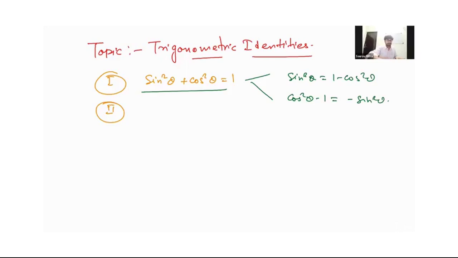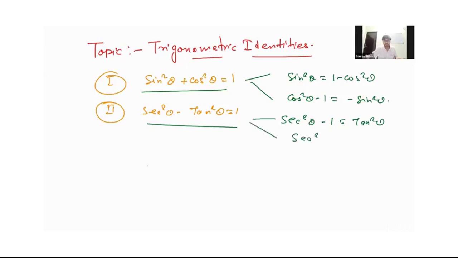Now the next one is sec square theta minus tan square theta is equal to 1. So this is sec square theta minus tan square theta is 1, and you can easily derive that sec square theta minus 1 is equal to tan square theta, or you can write sec square theta is equal to 1 plus tan square theta, like that.